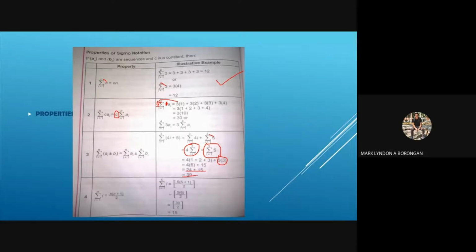Next, we have our fourth property. We have the summation of i from 1 up to n, which is equal to n times n plus 1 over 2. So where do we apply this? All we have to do is to use this one. We can use this as a formula, guys. It's a formula to make it easier for us.